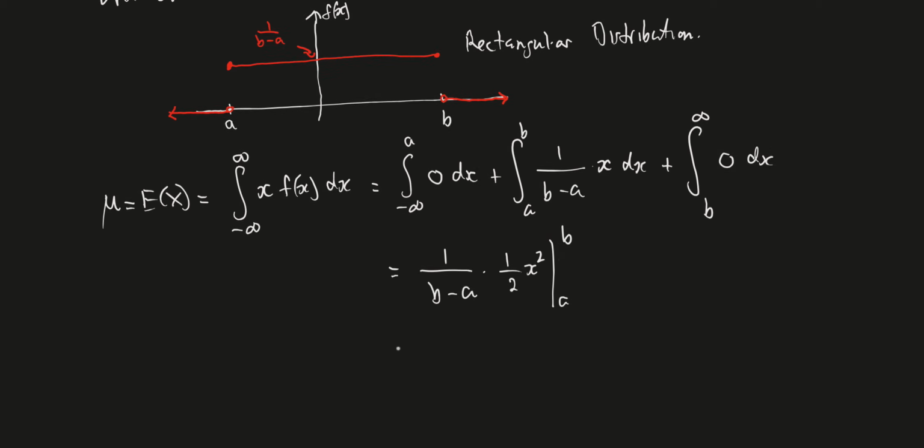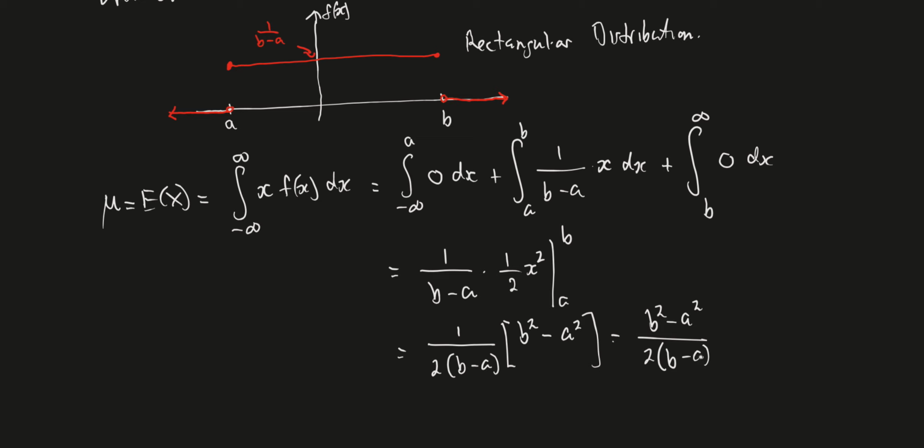So now I can incorporate these two constants. I can write this as 1 over 2 times the quantity b minus a. And then when I evaluate it at the upper limit, I'll have b squared, and at the lower limit, I'll have a squared. So if I write this all together, what do I have? I have b squared minus a squared over 2 times the quantity b minus a. And this is perfectly good.